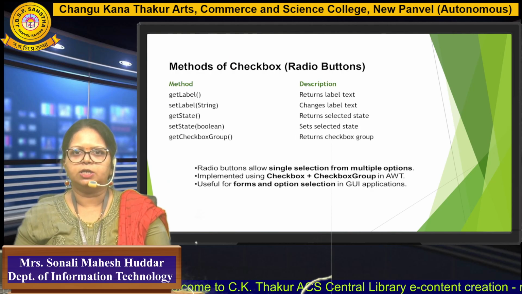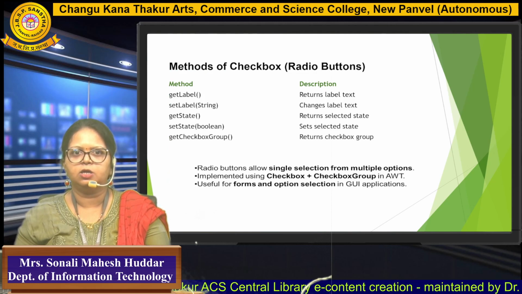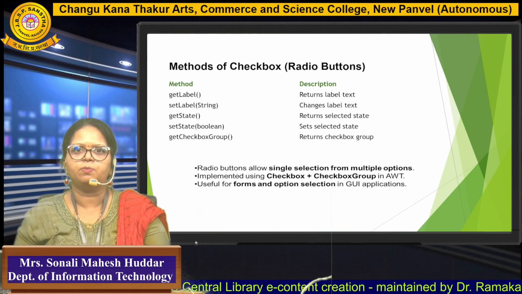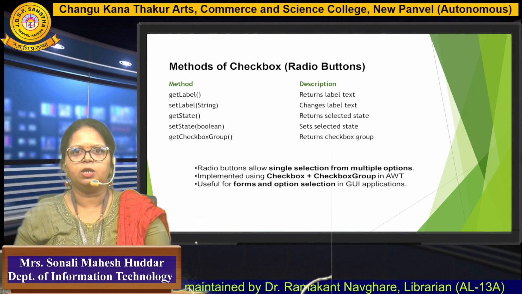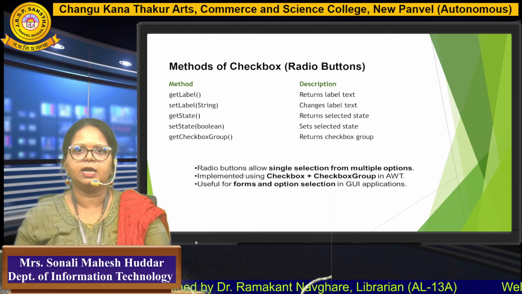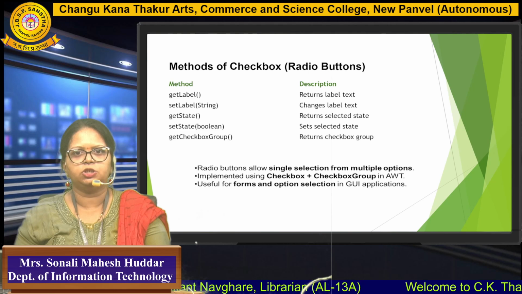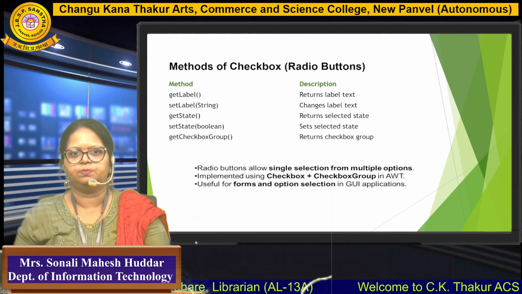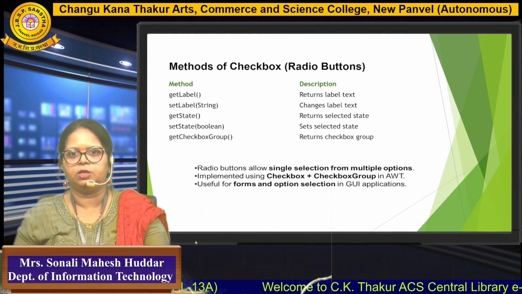Methods of your checkbox, that is radio buttons. First one, getLabel returns the label text. setLabel, where you provide a string, changes that label text. getState returns the selected state, whether it is selected or not. setState(boolean), so here we can set that state either by providing true or false value. True is for selection, false is for deselection. getCheckboxGroup returns the checkbox group.